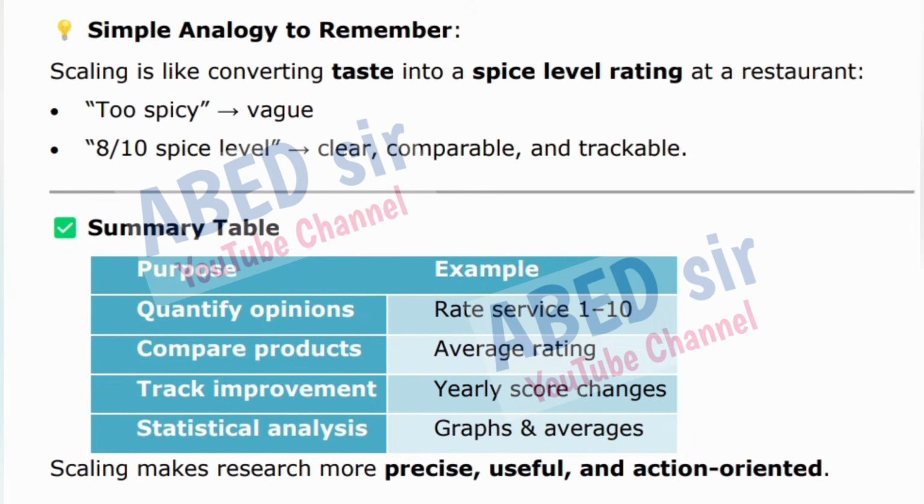Simple analogy to remember. Scaling is like converting taste into a spice level rating at a restaurant. Spicy is vague; 8/10 spice level is clear, comparable, and trackable. Summary table. Purpose and example. Quantify opinions: rate service 1 to 10. Compare products: average rating. Track improvement: yearly score changes. Statistical analysis: graphs and averages. Scaling makes research more precise, useful, and action-oriented.